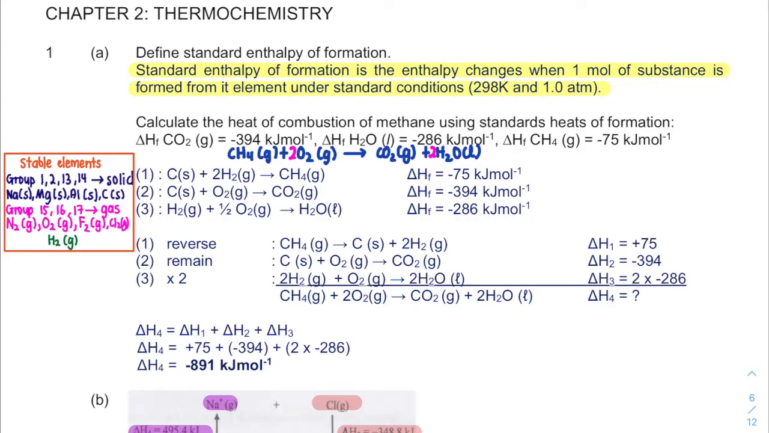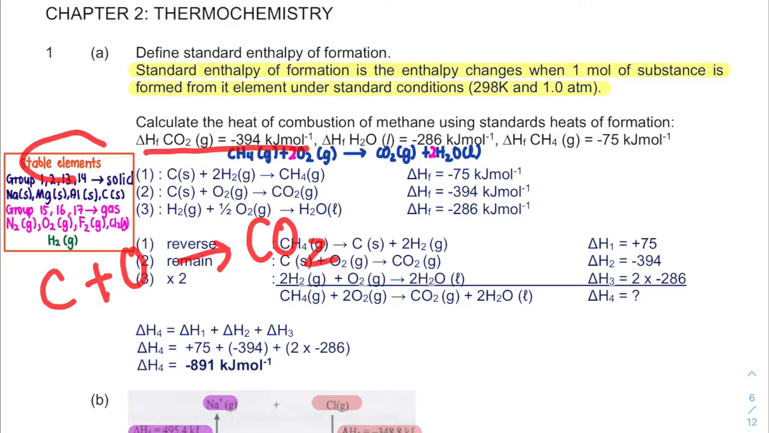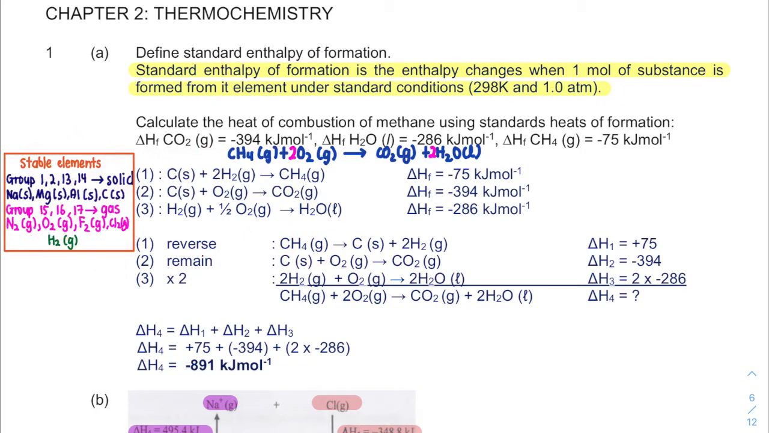First, the formation of CO2 is negative 394. So again, how do we write the equation? Remember, CO2 is originally from carbon and oxygen. Then look at the stable elements: carbon is solid, and the stable element of oxygen is O2 gas. Then we make sure it is balanced. So this is the equation for CO2, and state the delta H.